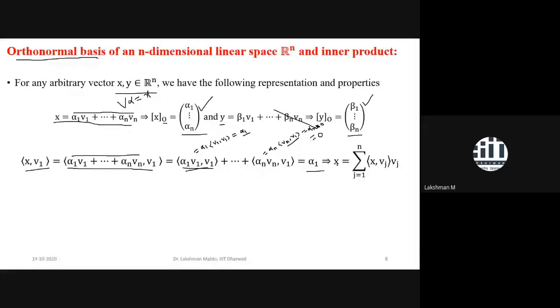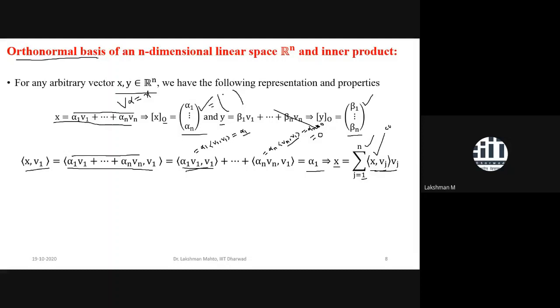So in that process you can represent x as the summation, j varies from 1 to n, of the inner product of x with the jth element of the orthonormal basis, vj, times vj. This is the representation. You don't even have to solve a system of linear equations directly. You will get the coefficients alpha 1, alpha 2, alpha 3 easily. This directly gives the coefficients, or you can say the coordinates. So the coordinate vector of x with respect to the orthonormal basis can be written in a very simple form in terms of the inner product.